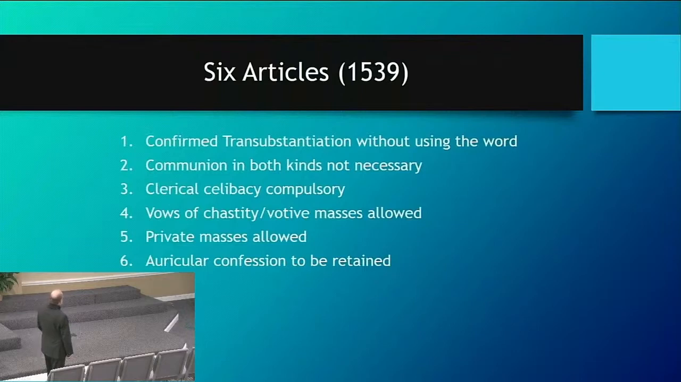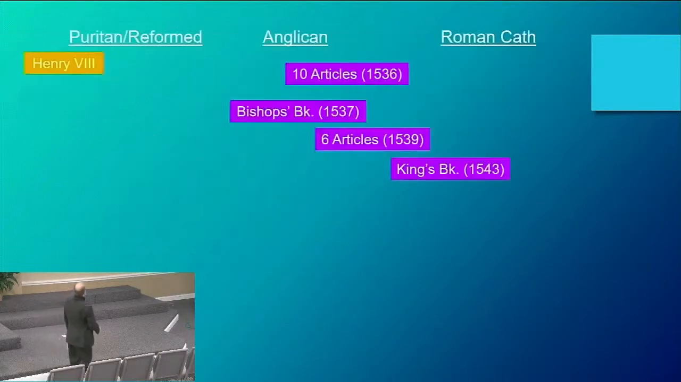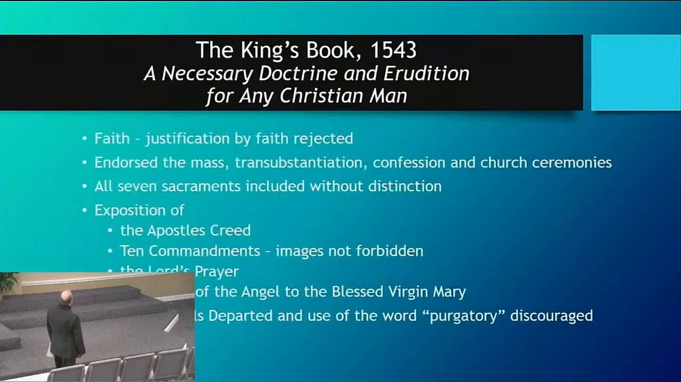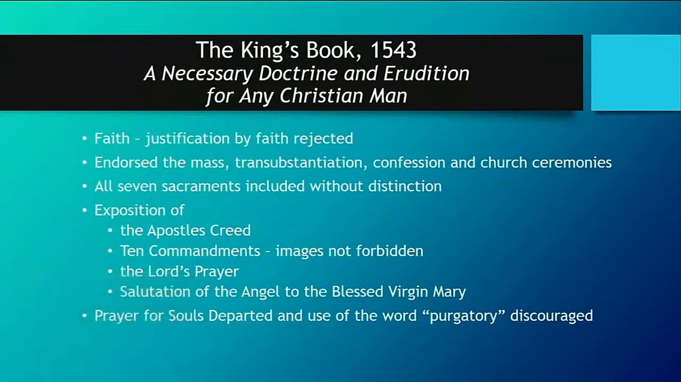Auricular confession is to be retained. Auricular confession means you must come to the church to get forgiveness. So that's one way of keeping your attendance up. And it's all about control, and that's what the Reformation was pressing against. So the Six Articles swung farther away to Roman Catholicism even than the Ten Articles did, and so the battle is continuing to go on. That's followed by the King's Book in 1543. This is the last effort of Henry VIII to try to make sense of all of it. And in the King's Book, justification by faith is flat out rejected.